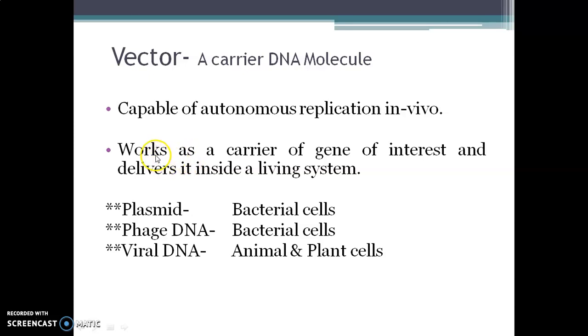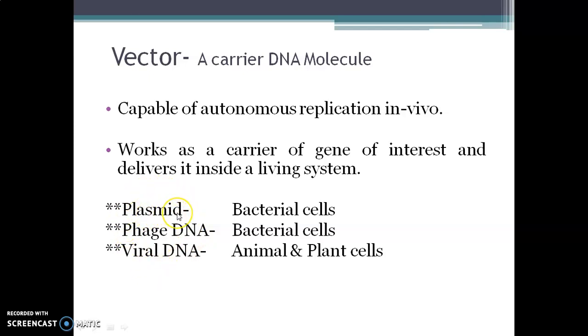So what vector does, it carries the gene of interest, it delivers the gene of interest inside a living system, and in that particular living system it multiplies its number, it independently replicates, and it gives rise to multiple copies of itself. So both of these two properties are essential for a DNA molecule to become a successful vector and to be used in gene cloning experiment. There are some examples of vectors.